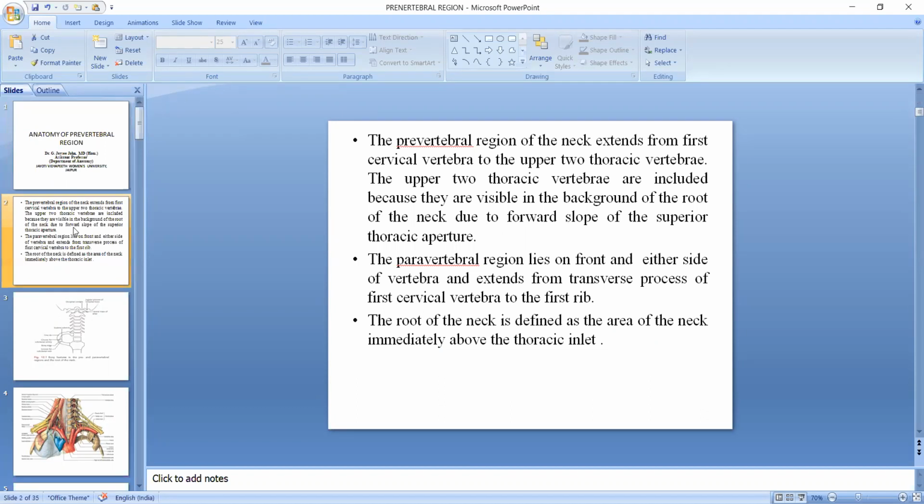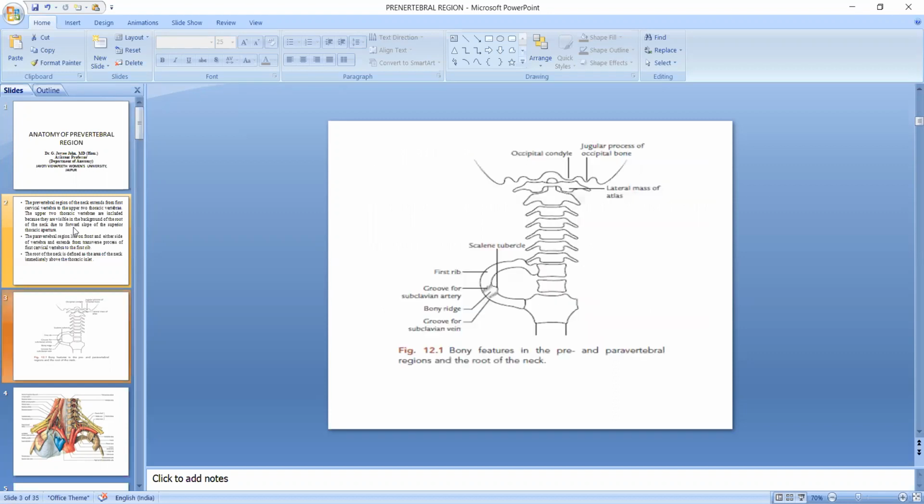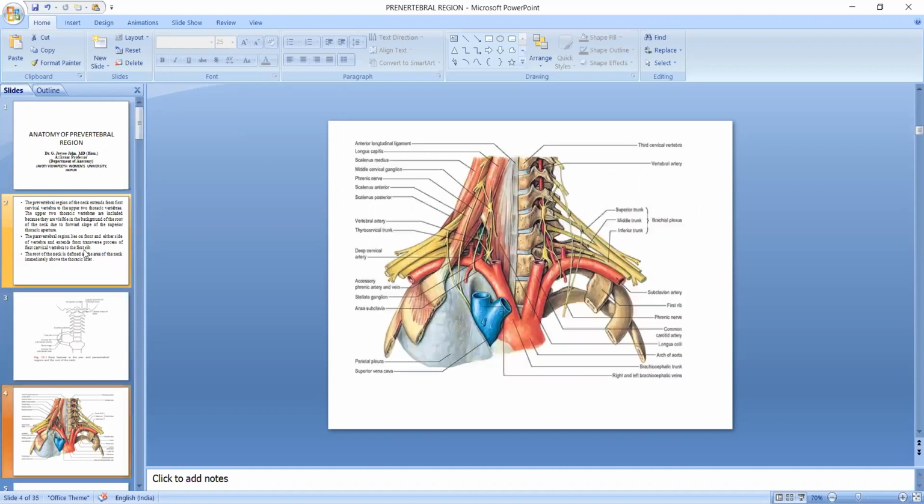The paravertebral region lies on front and either side of vertebra, extends from transverse process of the first cervical vertebra to the first rib. The root of neck is defined as the area of the neck immediately above the thoracic inlet. So we can see here in this picture the root of neck and the prevertebral region.